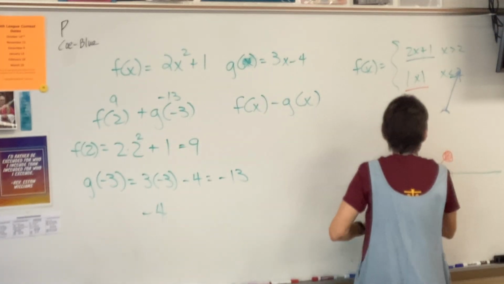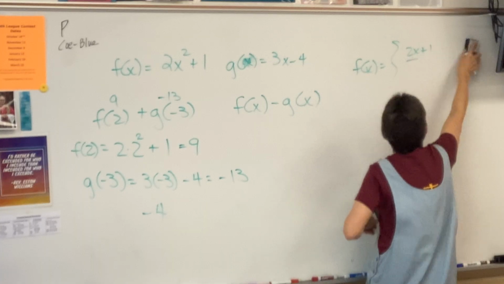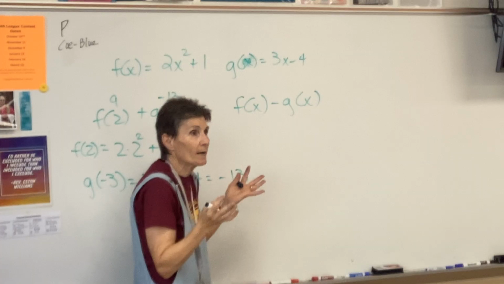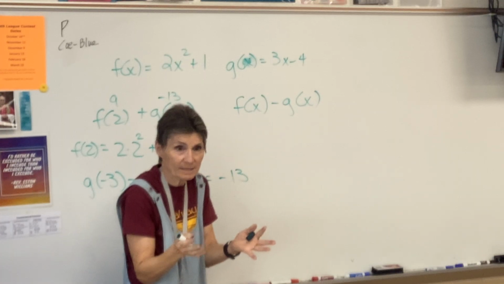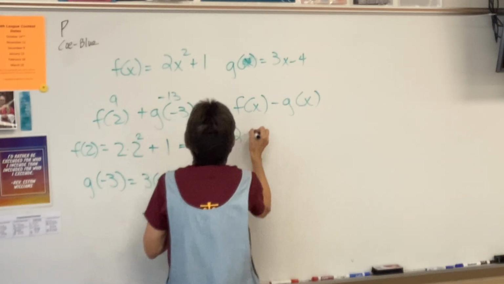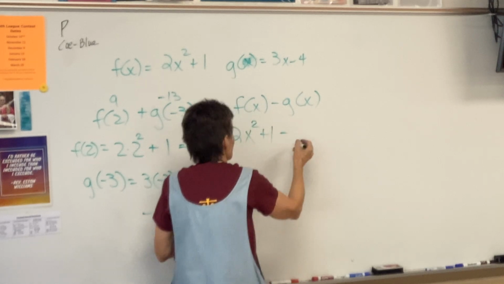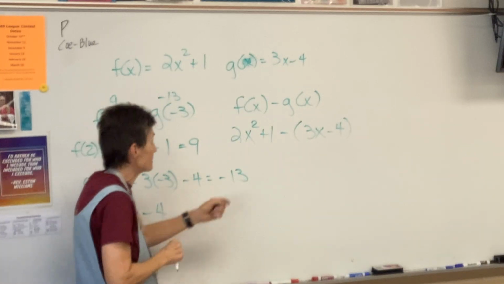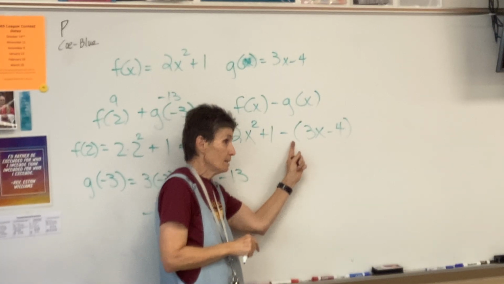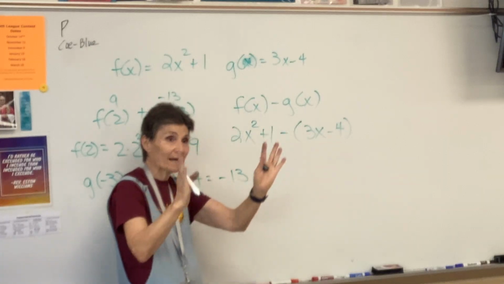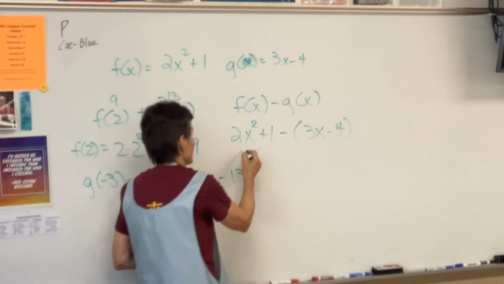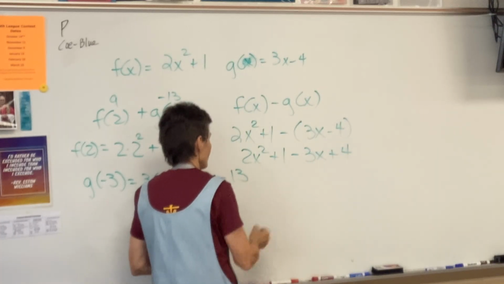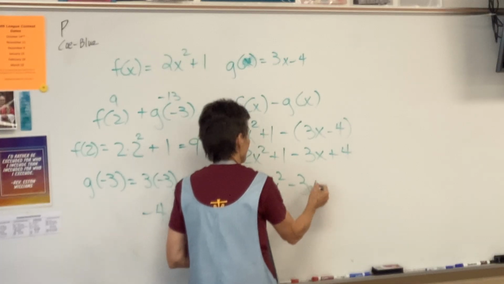All right, the next one says f of x minus g of x. What does that mean? I just subtract them, right? There's nothing to plug in this case. I'm just gonna take f, 2x squared plus 1, and subtract 3x minus 4. Now, where we could get into trouble here is if we forget to distribute that negative. You're subtracting the whole g. So 2x squared plus 1 minus 3x plus 4. And we'll just collect like terms.